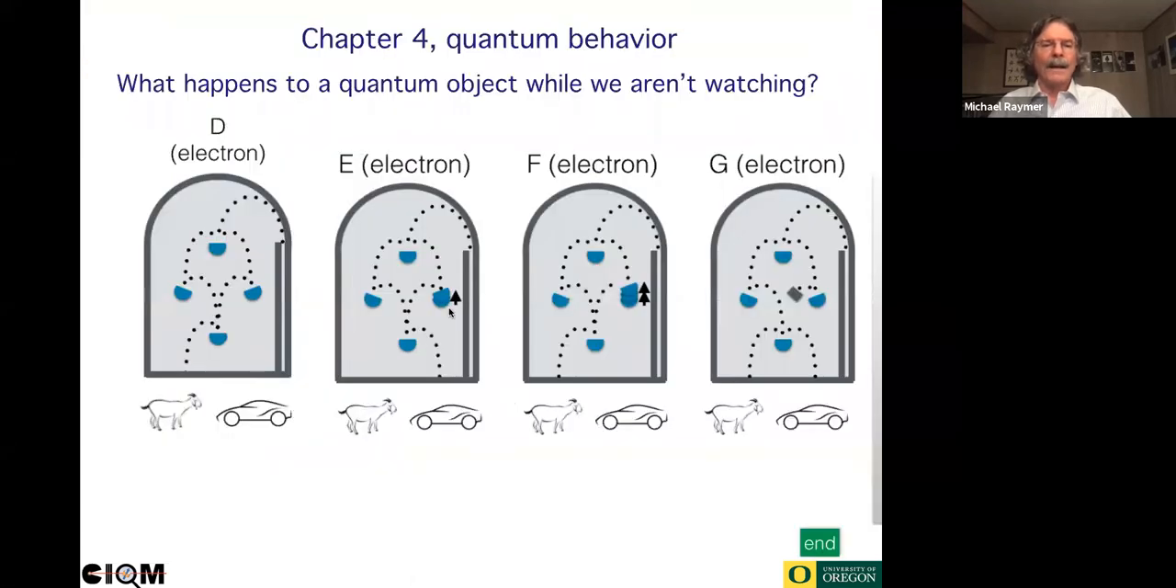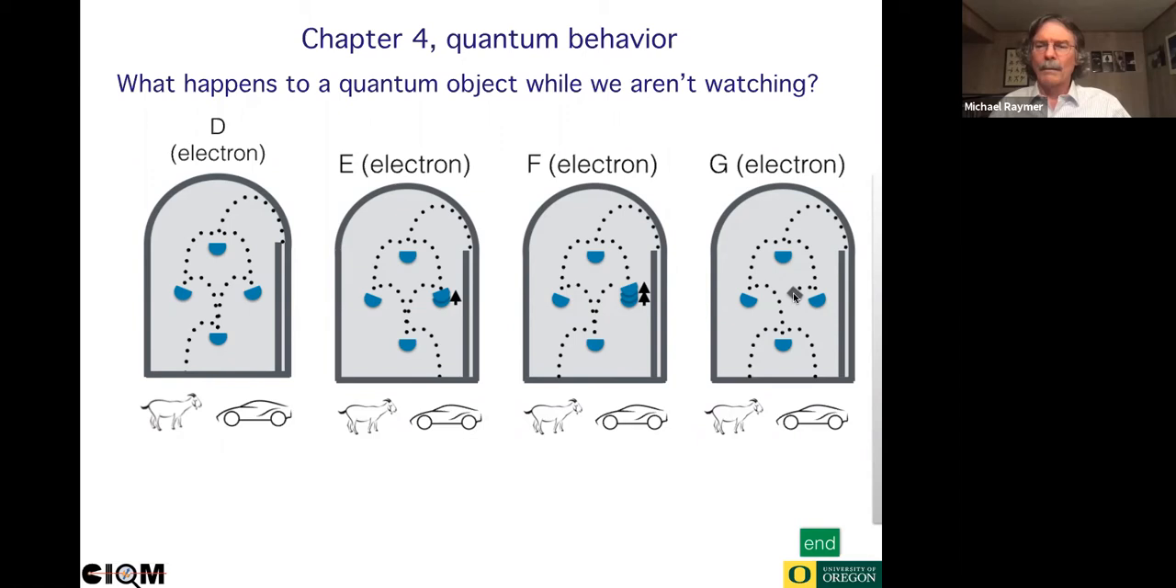Very good. So how do I change the phase in this diagram E? If I just move this pin slightly, I can change the path length along this right path only by a very tiny amount, say a few nanometers, billionths of a meter. If I move that by a tiny amount, I change the phase but don't change any probabilities, and I can flip it from zero probability to go to the car to high probability to go to the car. If I move it again slightly, I can flip it back to the goat and have zero probability at the car. The other trick I can play is I can block one of the paths.